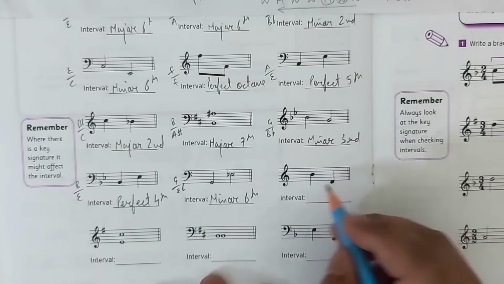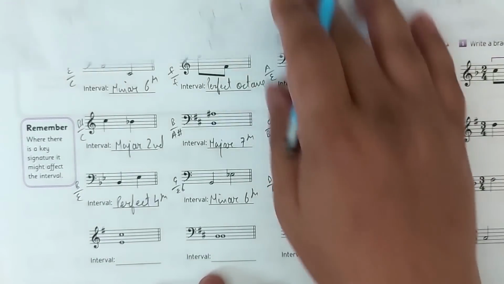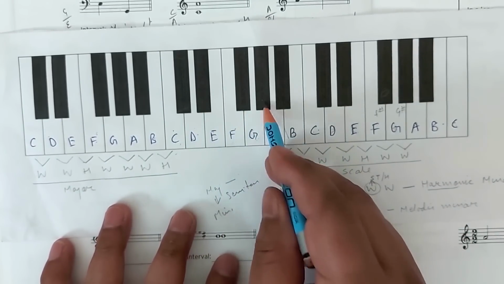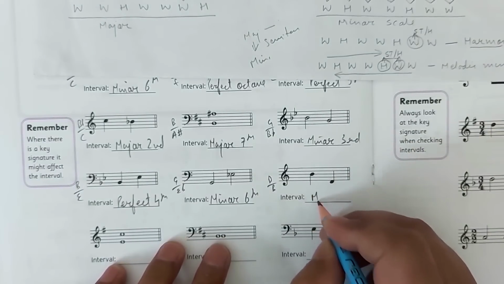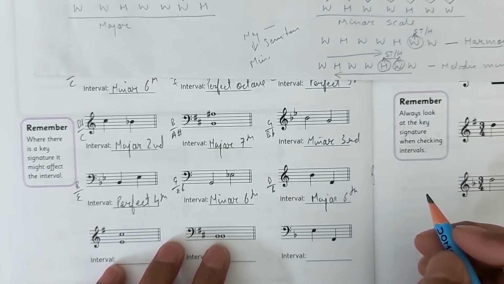Okay. This one is D. D to we go B. So from D to B, 1, 2, 3, 4, 5, 6, 7, 8, 9. Yes, so this is a major sixth. Okay.